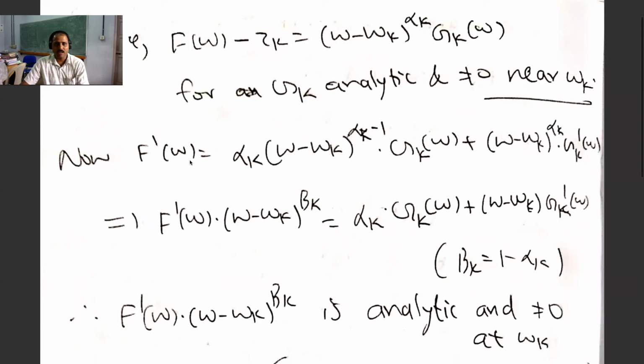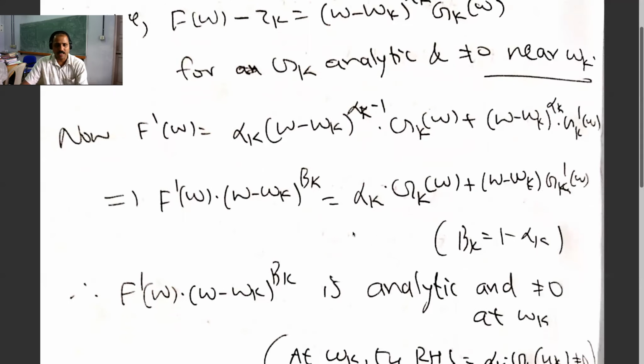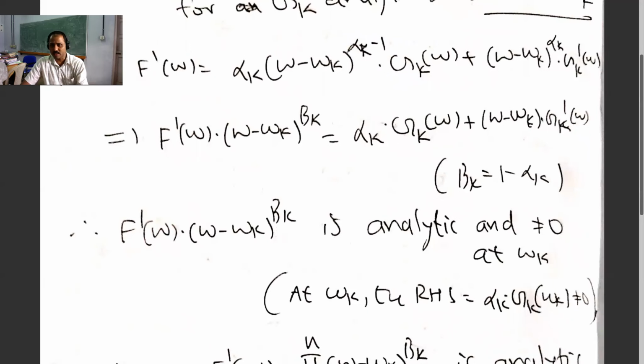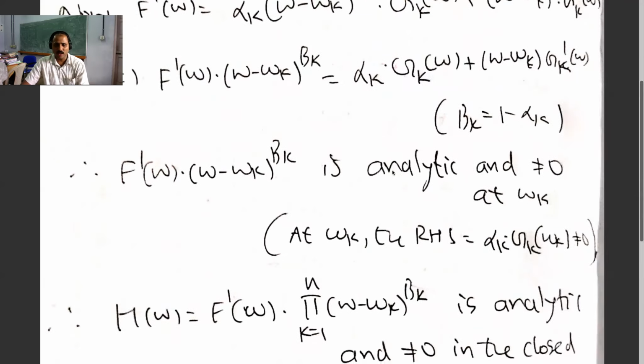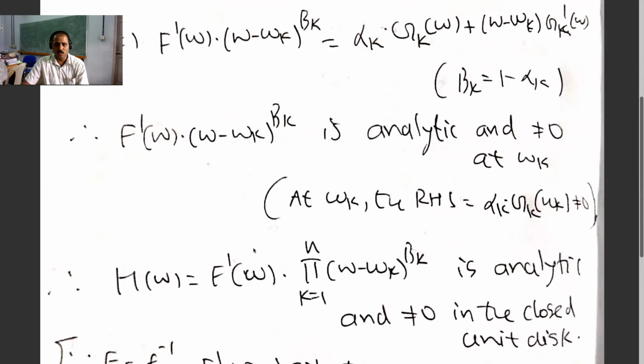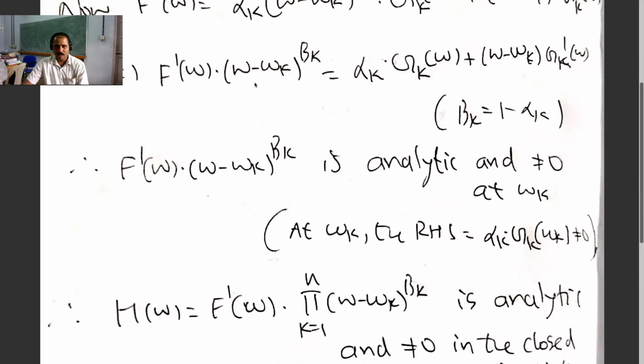So f dash omega, you just take the derivative here, is alpha k times omega minus omega k to the power alpha k minus 1 times gk of omega. You expand this, and finally you obtain that f dash omega times omega minus omega k to the power beta k is equal to this quantity, since beta k equals 1 minus alpha k. This is analytic and non-zero at omega k, because the right hand side is non-zero and analytic there. So you have a function which is analytic and non-zero near omega k.